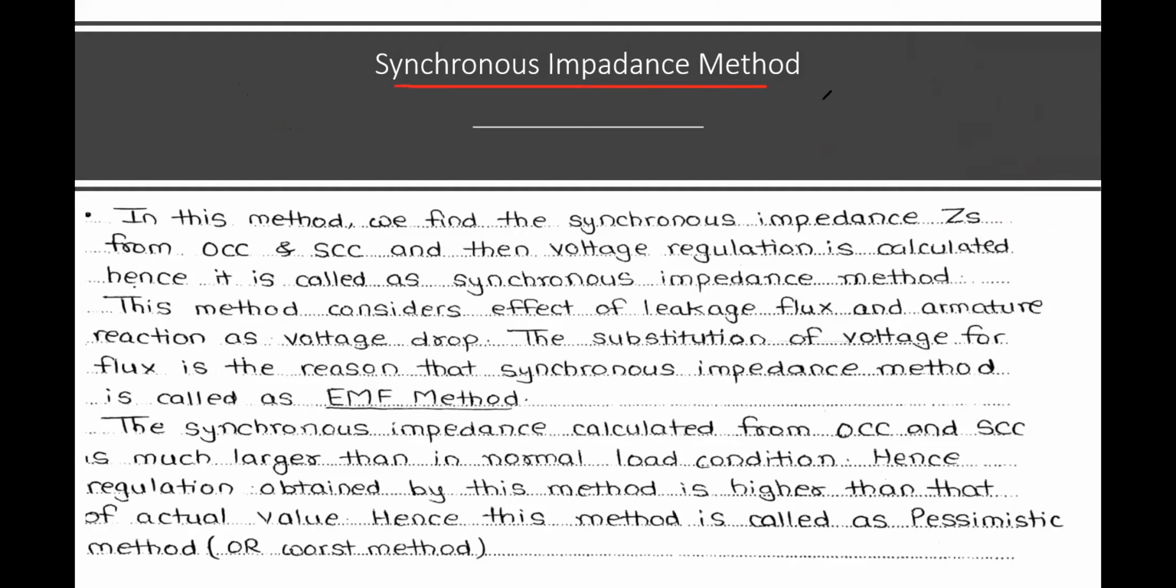Synchronous impedance method: what is synchronous impedance, that is ZS. How can I interpret this concept? In unit number 1, I said it is nothing but RA plus j into XS. What is this? Armature resistance plus synchronous reactance. In this way I explain the synchronous impedance. Now this synchronous impedance mainly depends upon the armature winding, the winding present on the stator. Now we have to calculate this ZS.